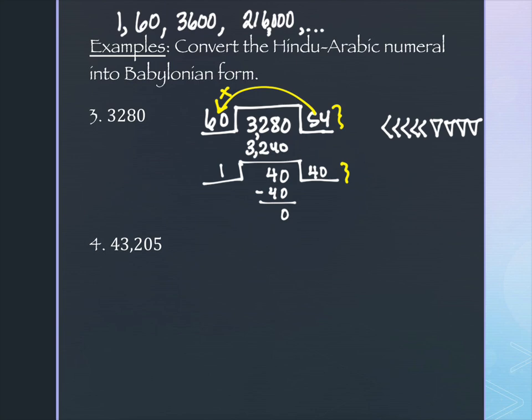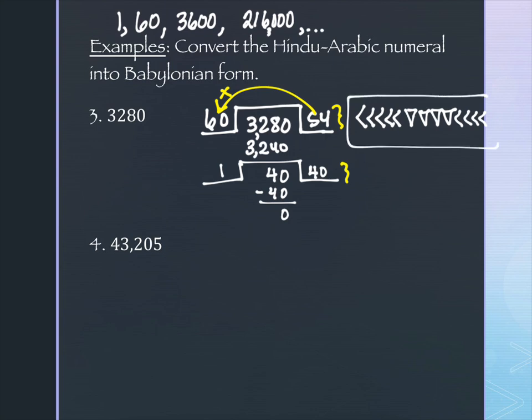And then I need the number 40. How do I get the number 40? 4 arrows. Oh, I'm out of space. Shift this over. It's almost down the space, but it's okay. 4 arrows. That's the Babylonian numeral that corresponds to 3,280.